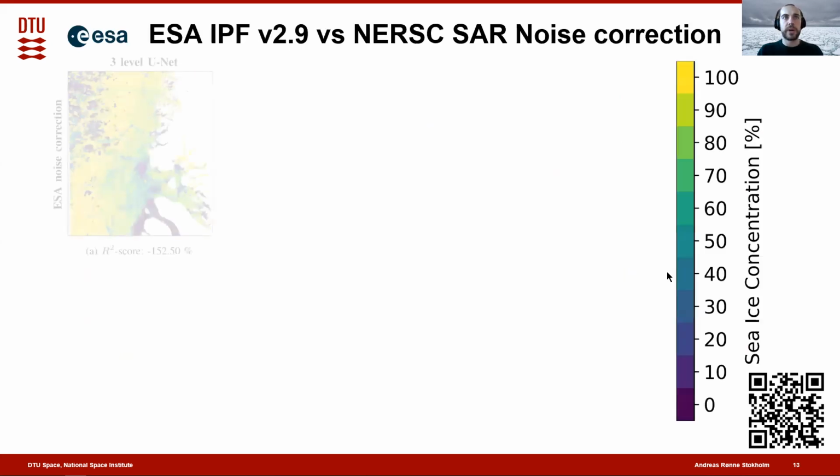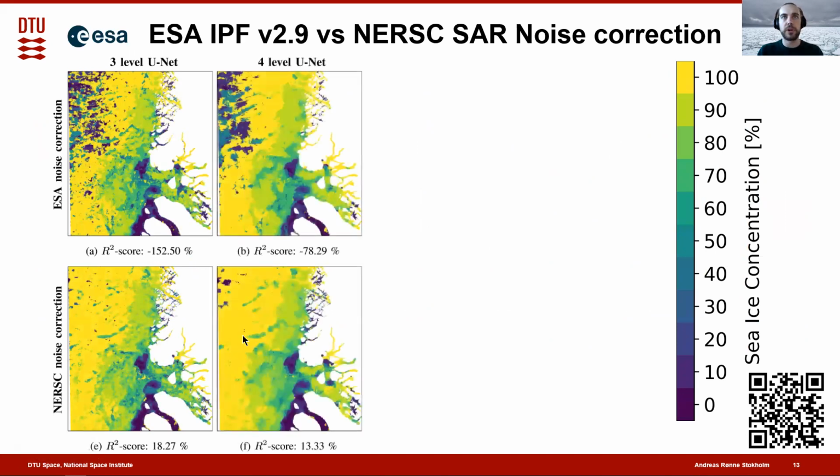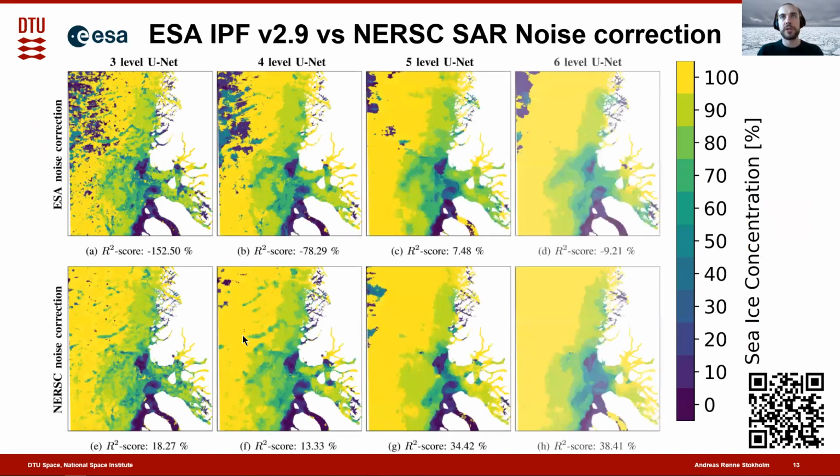We can also visually compare the model performances. In the top row, we have models trained on the SAR noise correction, and at the bottom the NERSC noise correction. From left to right, we increase the number of levels. We see that the NERSC correction is consistently outperforming, and more levels are producing more homogeneous predictions, capable of correctly predicting the upper left corner here.